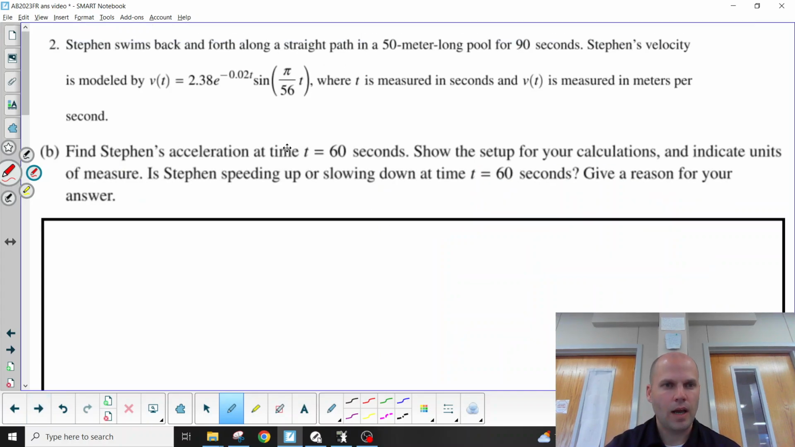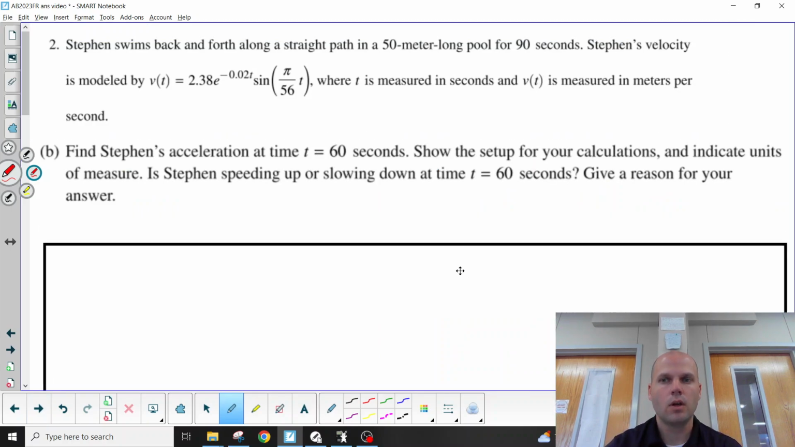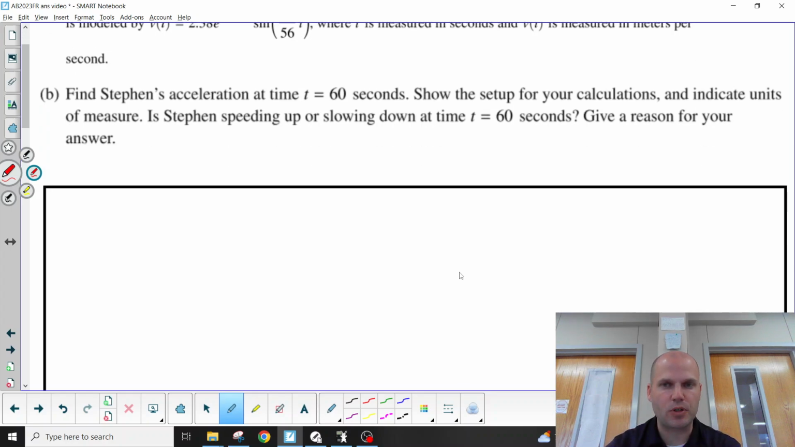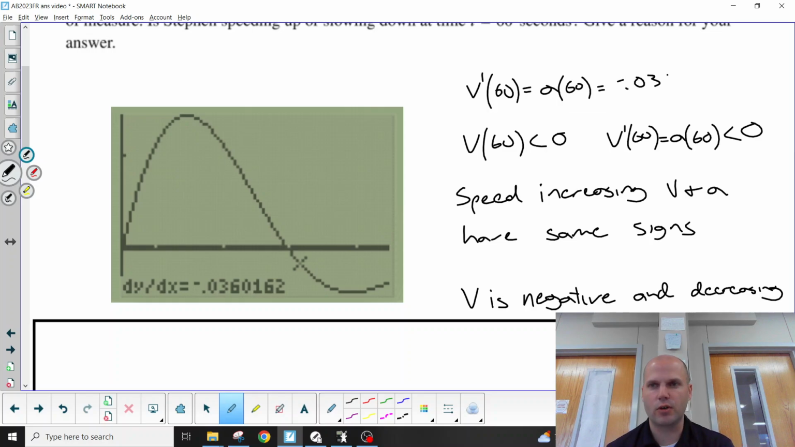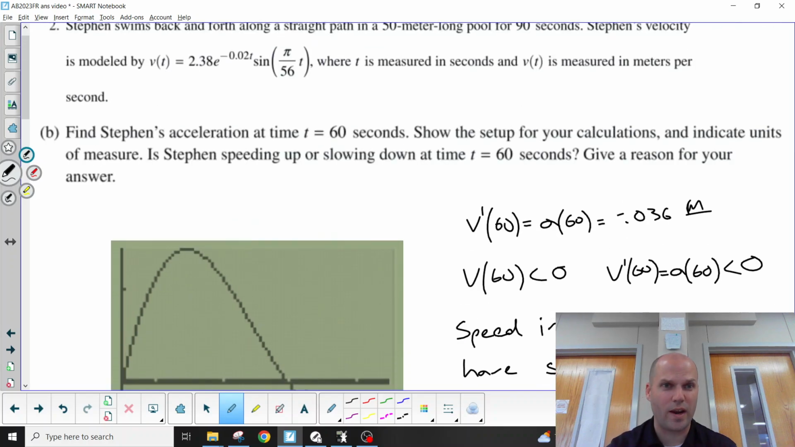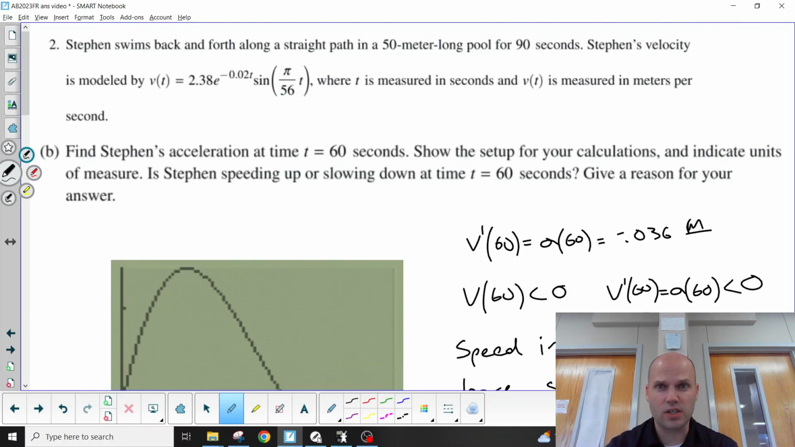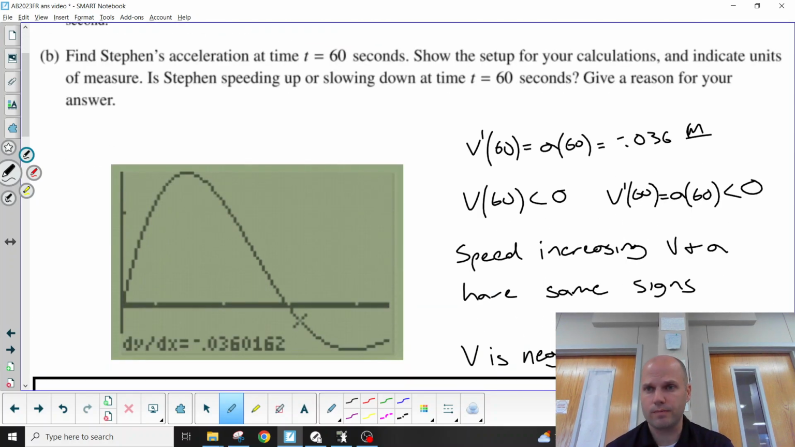Part B, at 60, find the acceleration. Is Steven speeding up or slowing down? So I have the graph of V. I go ahead and take the derivative, and I find the acceleration. V prime of 60 is all I need to show for the setup for my calculations. I get negative 0.036, and this is in meters per second squared. Indicate units, okay, meters per second squared.